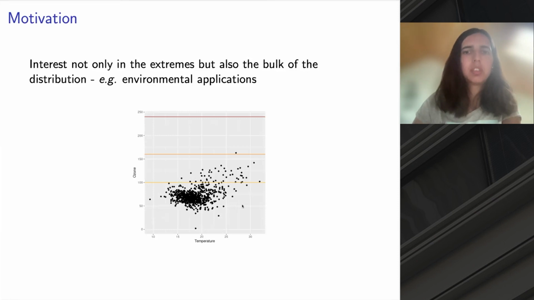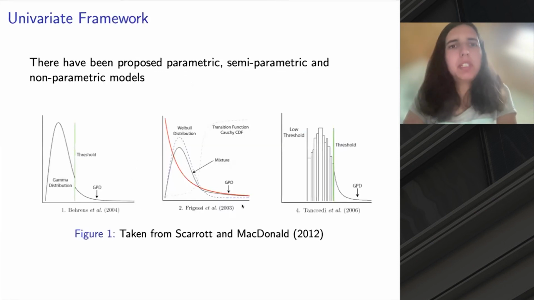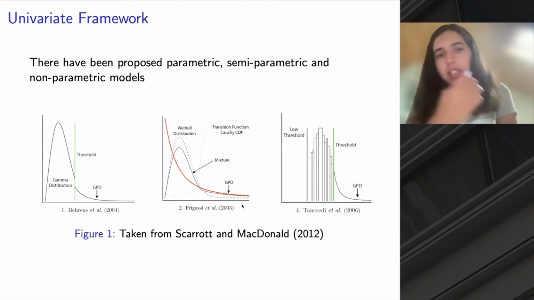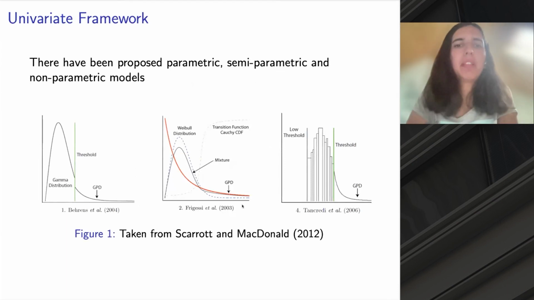So this has been done in the univariate framework. There have been proposed some methods, some parametric, semi-parametric, and non-parametric models. And usually what is behind these methods is fitting a generalized Pareto distribution to the tail. This is known to be a suitable distribution for extreme observations.